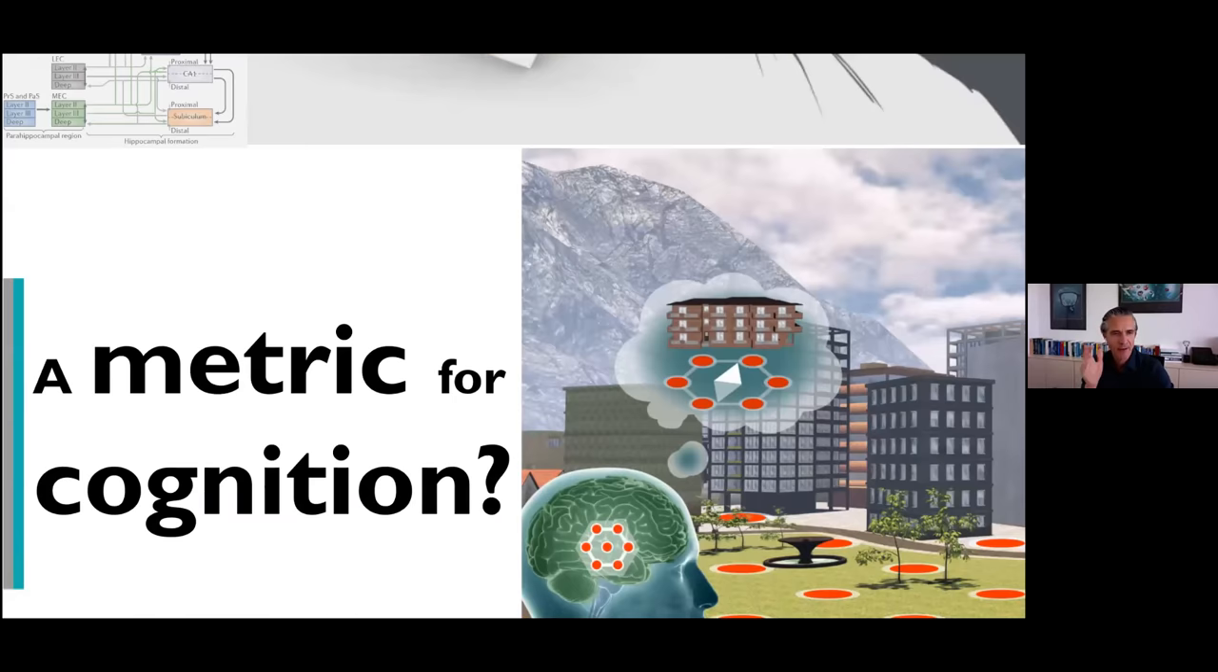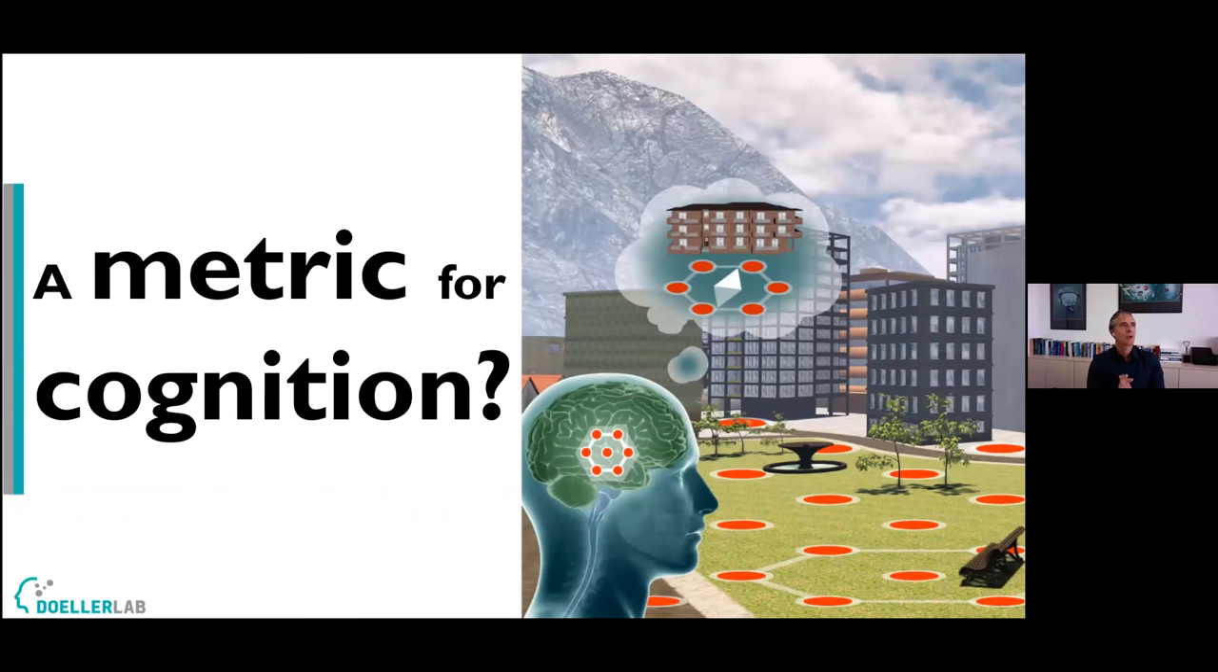So as I said before, we are a cognitive neuroscience lab, so we are interested in how these coding principles work in the human brain. And what we think is that, given the evidence of these map-like representations in the rodent brain, similar coding principles in the human brain might give rise not only to spatial memory and navigation, but also to higher level cognition more generally.